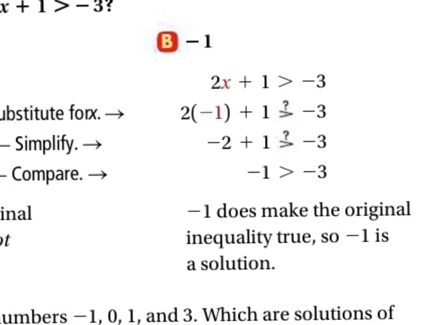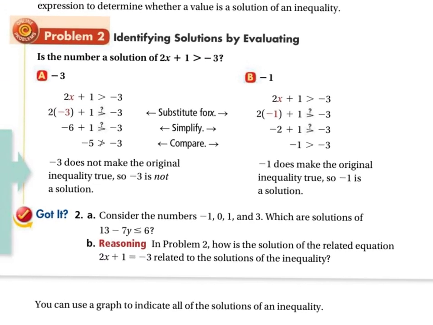For part B, same idea, they substituted and got -2 plus 1, which is -1. Is -1 greater than -3? The answer is yes, and so that is a solution. Depending on how many of these they're asking me to do, if they're asking me to do a lot of these, I might be tempted to actually solve it and then graph it on a number line and then determine whether all of these are going to work or not. If there are only 2 of them, it's probably kind of a toss-up, but any more than 2, I would probably just solve it and then compare and see if they work or not.